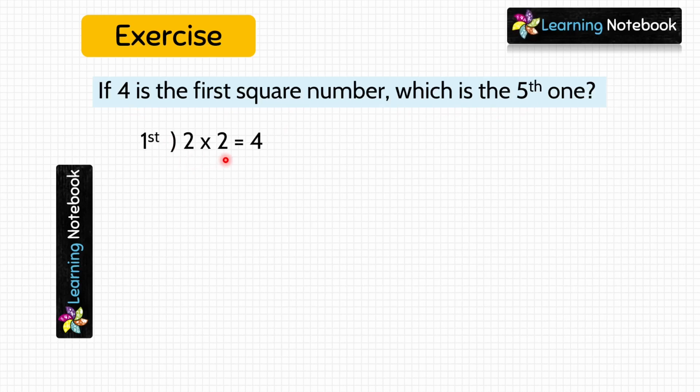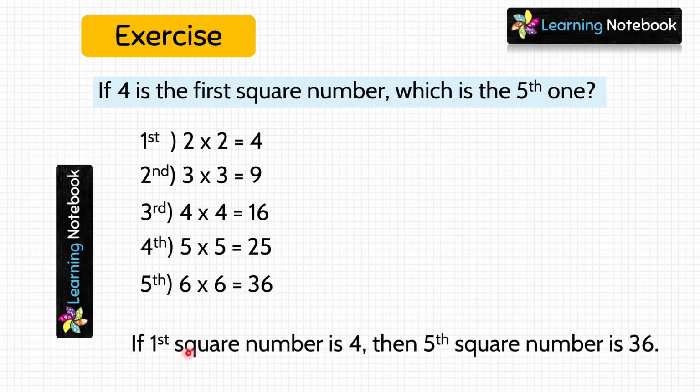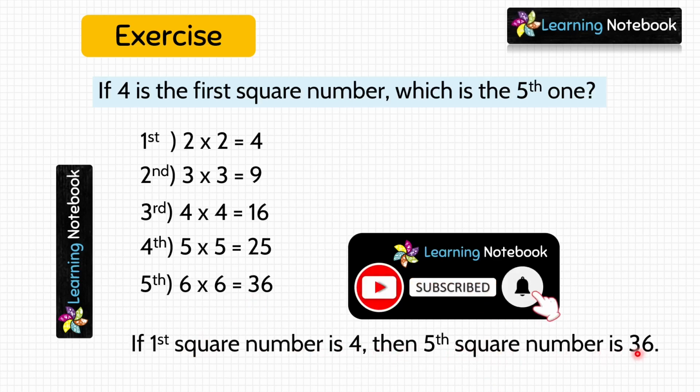It means 2 into 2 equals 4. Second square number will be 3 into 3 equals 9. Next will be 4 into 4 equals 16. Fourth square number will be 5 into 5 equals 25. And now, fifth square number will be 6 into 6 equals 36. So, this is our answer. If first square number is 4, then fifth square number is 36.